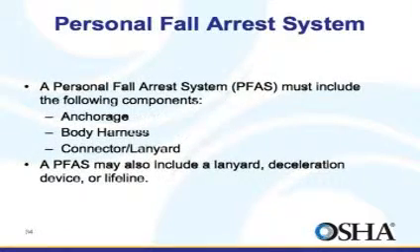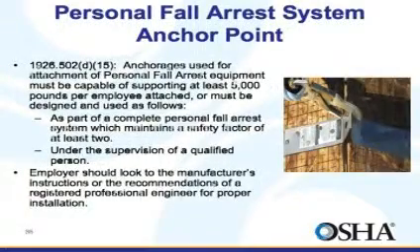There are 3 primary components to a personal fall arrest system. We have the anchorage point, the body harness, and the connector or lanyard. These 3 components are commonly referred to as the ABCs of fall protection. We'll take a detailed look at each of these components. Proper installation of the anchorage point is critical to the success of this system. It must be designed and installed to support the amount of force that would be applied to it if a worker fell. Consulting the manufacturer instructions or a registered professional engineer will ensure this critical component is properly installed and maintained.